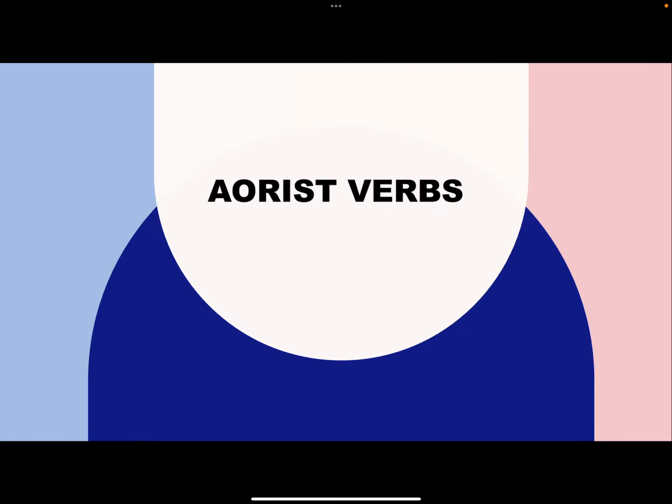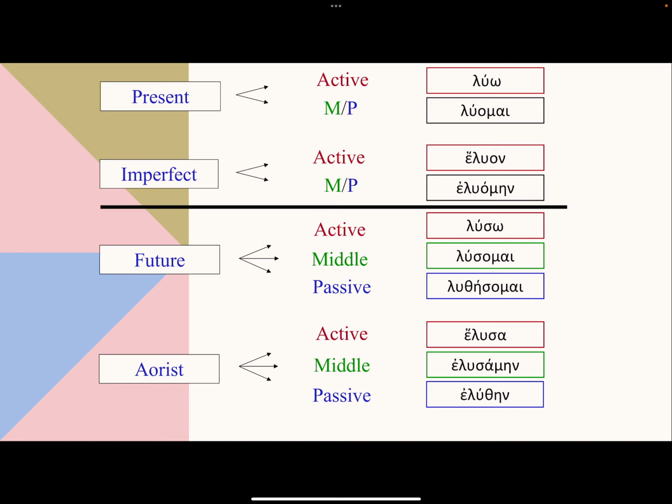Today we are moving on to aorist verbs. Up to this point, we have looked at the present tense, the imperfect tense, and the future tense, and today we're going to move to the aorist tense.